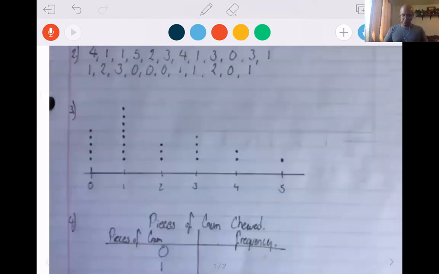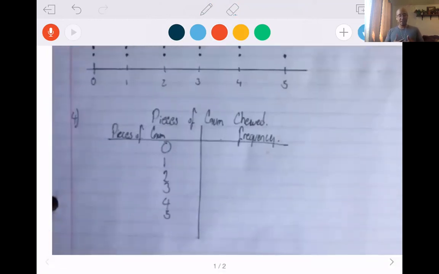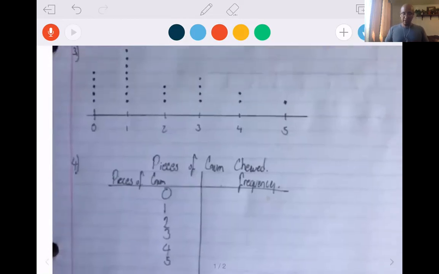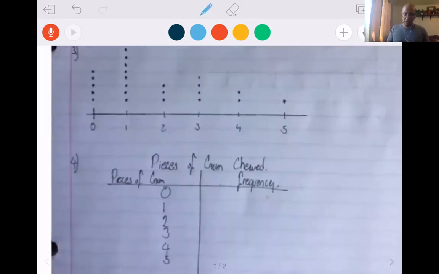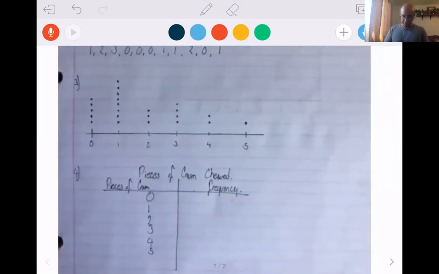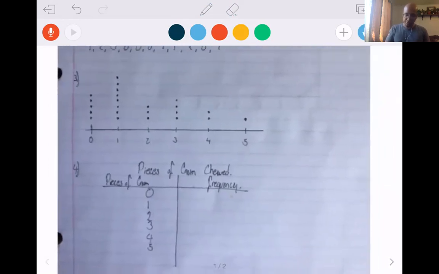Okay. So next, they ask us to make a frequency table, and that's pretty simple. Essentially, we have our number of pieces of gum down here, anywhere from 0 to 5, going downward. And our frequency is how many times did we see that? For example, how many people chewed 0 pieces of gum? That would be 1, 2, 3, 4, so that would be 5. How many people chewed 1? We got 1, 2, 3, 4, 5, 6, 7, 8. And so I'm going to put an 8 right here.